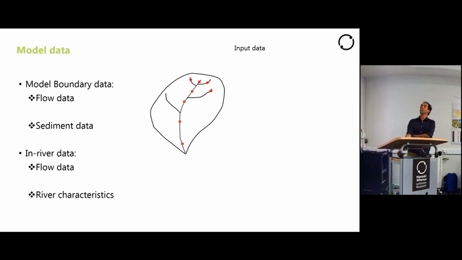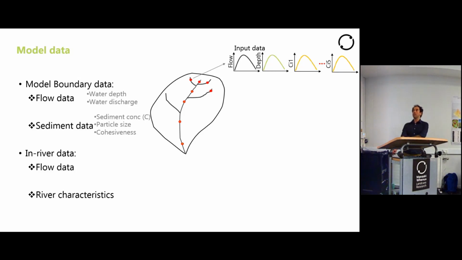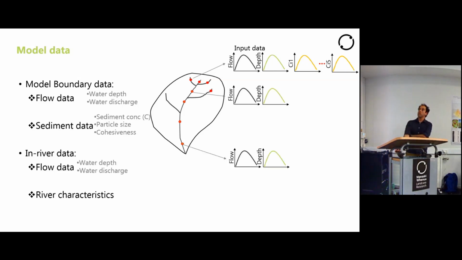And the model has some inputs: flow data, which is coming from the TopNet model that we are using, and sediment data, which is sediment concentration or sediment load and particle size, coming from Alex and John's model for the upper catchment for erosion sources. And for in-river flow data, we again use the flow data from the TopNet model to run.